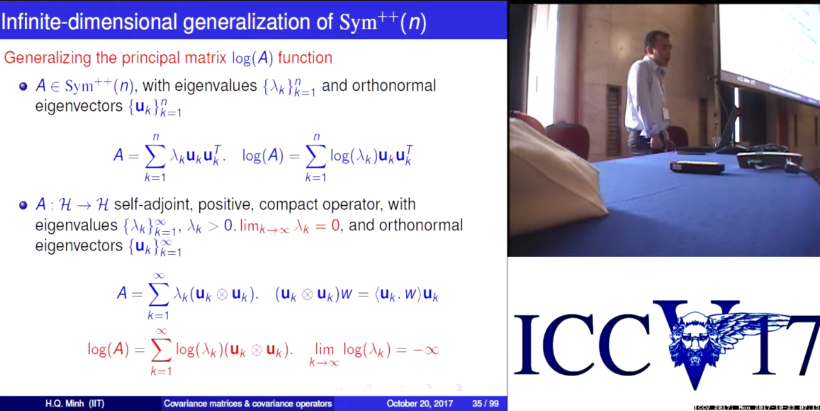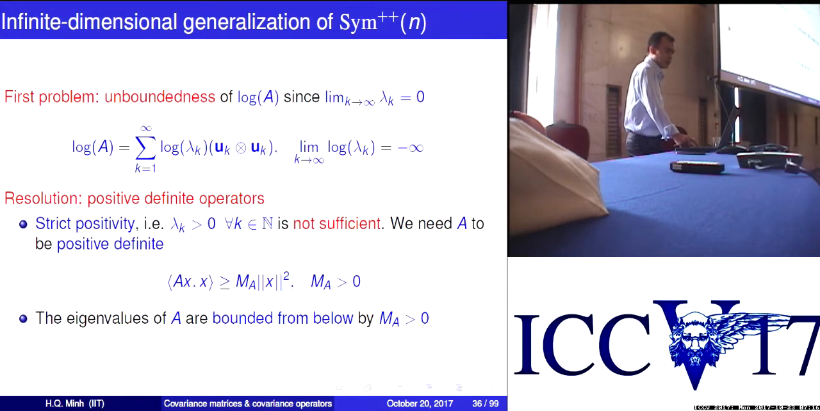Except now the problem is that when we have an infinite number of eigenvalues, lambda k goes to zero, so the log of lambda k goes to negative infinity. So this is unbounded. This is not a well-defined bounded operator. It's actually unbounded, so it's not a good thing to do. So what is missing? This is the first problem: log A is unbounded, because the limit of lambda k when k goes to infinity is equal to zero.